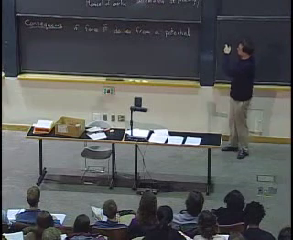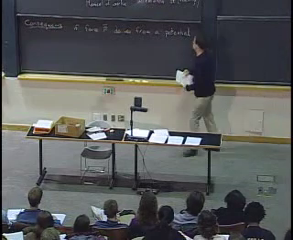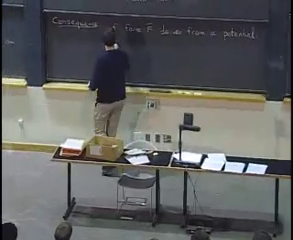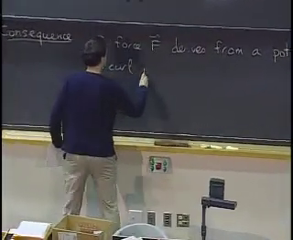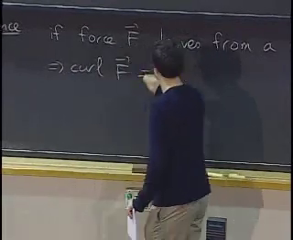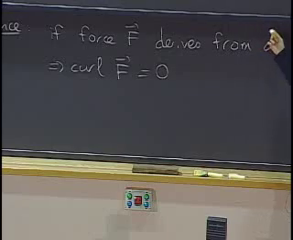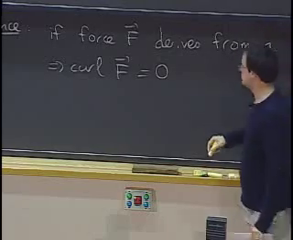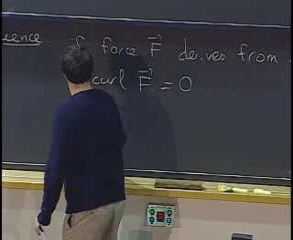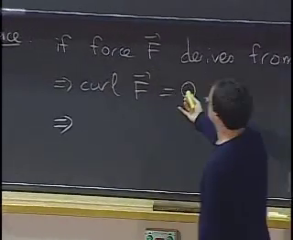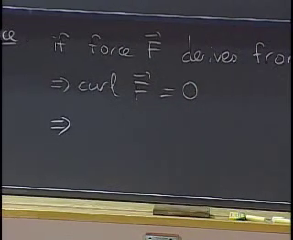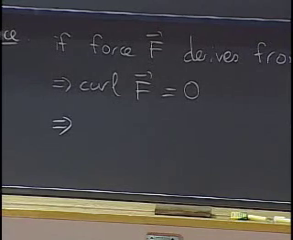Well, there's another thing that we know now, because if a force derives from a potential, then that means that its curl is 0. That's the criterion we've seen for a vector field to derive from a potential. And if the curl is 0, then it means that actually this force does not generate any rotation effects.